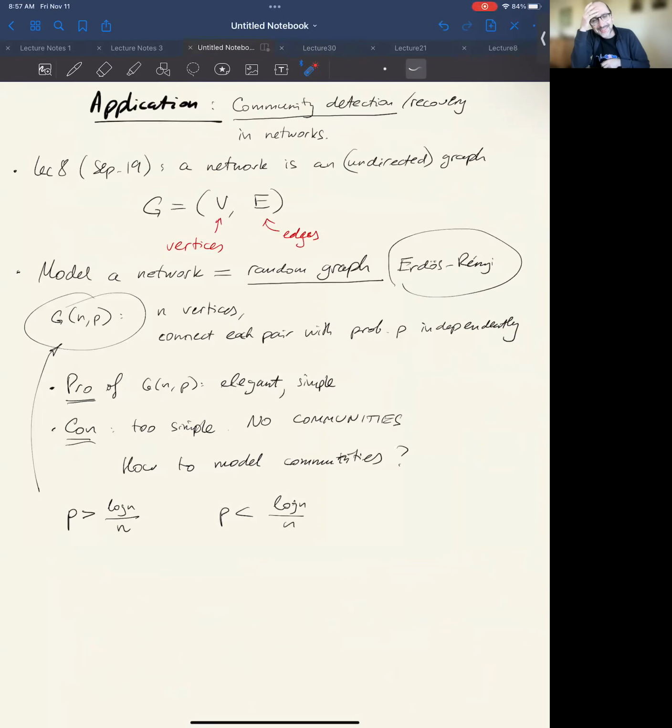How can we? Yeah, let's think. Based on Erdős-Rényi, where we connect each pair with probability P independently, how can we modify that to allow for communities to appear? Well, the idea is to maybe make weights to the vertices, so that some vertices are more influential and they have a higher probability of connecting. Yeah. That's a great idea. So some vertices will be more influential and some vertices will be less influential.